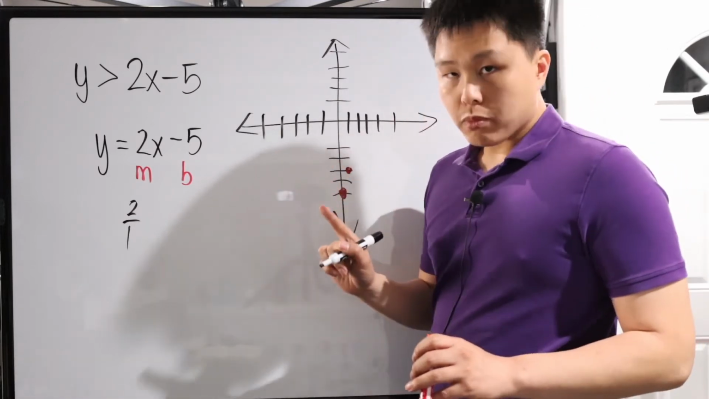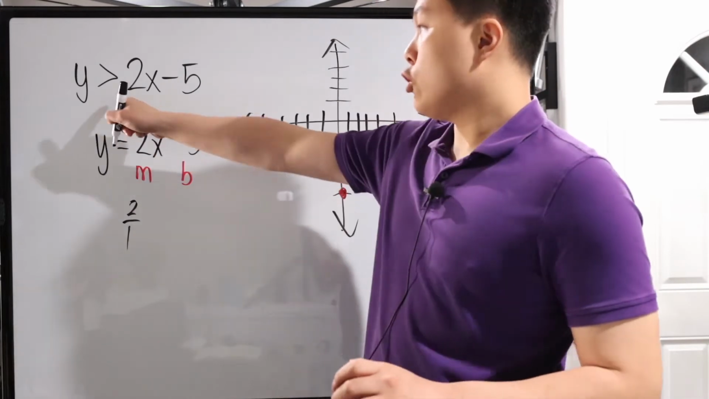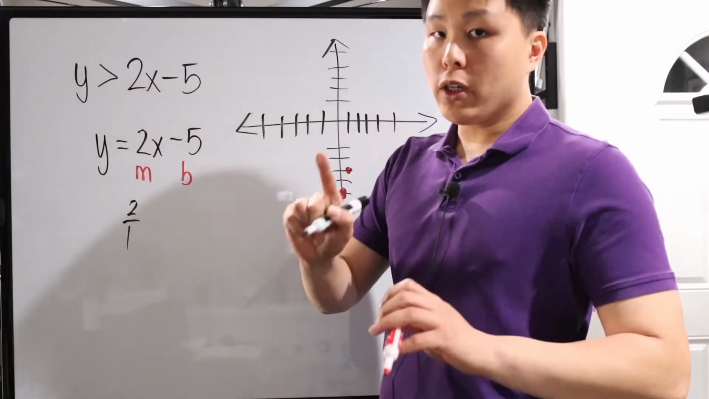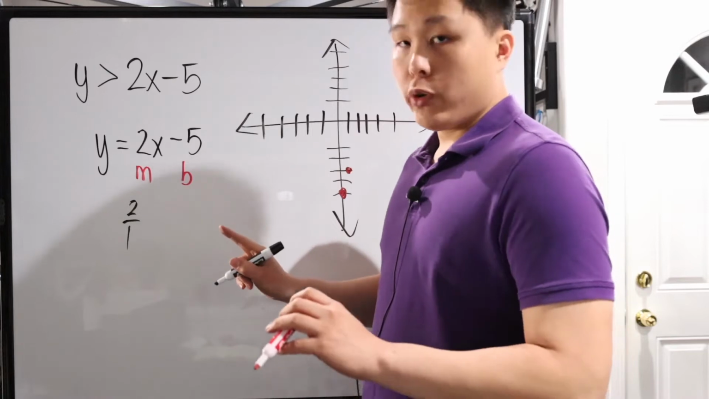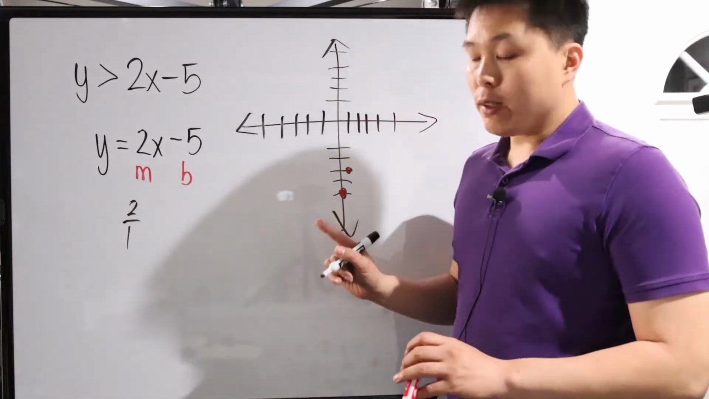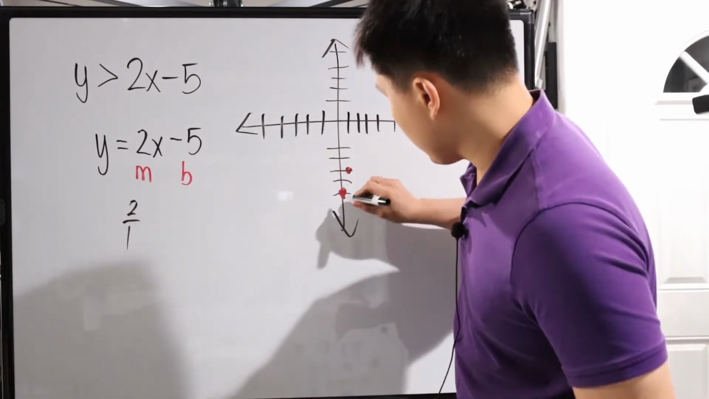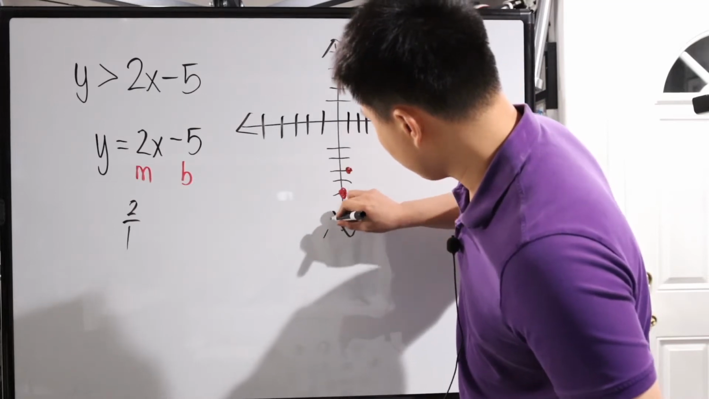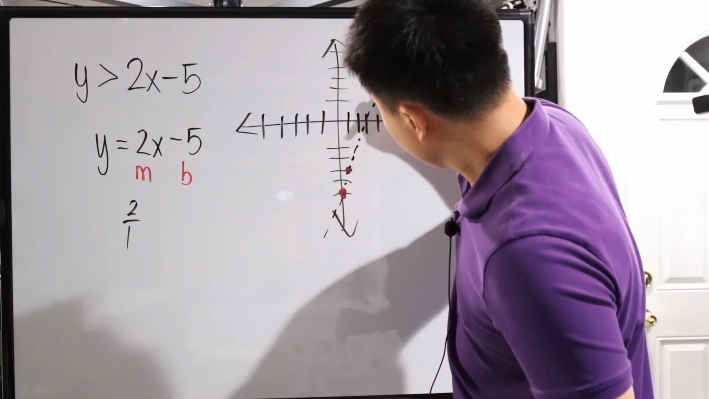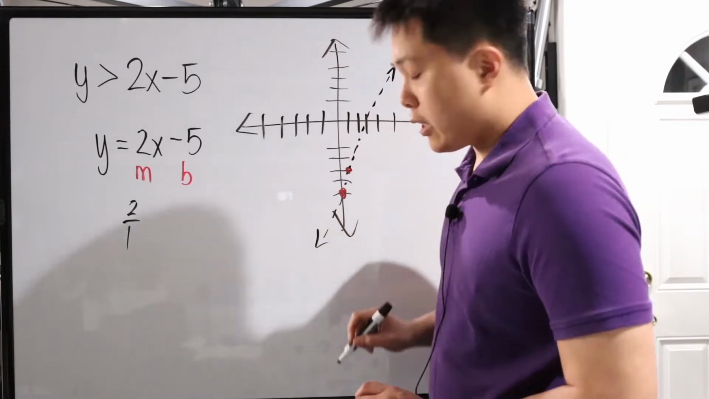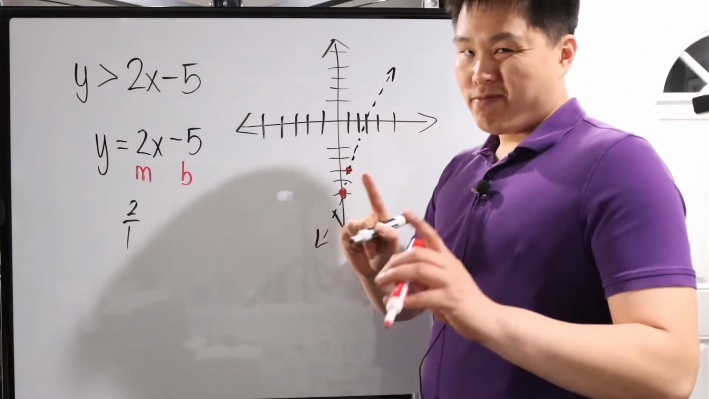But here's the thing. Before we continue to draw a line, notice that this is a greater than symbol, not a greater than or equal. So instead of a solid line, what we're going to do is draw a dotted line. And I'm probably not going to draw it as accurately as I would hope. So here is our dotted line. Now, is that it? Not yet.